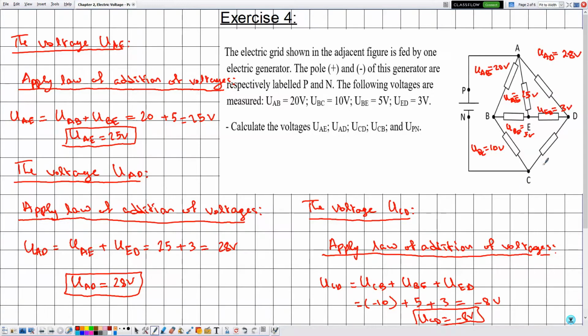And now let me label this voltage on the electric circuit itself. We have that UCD is equal to -8 volts.